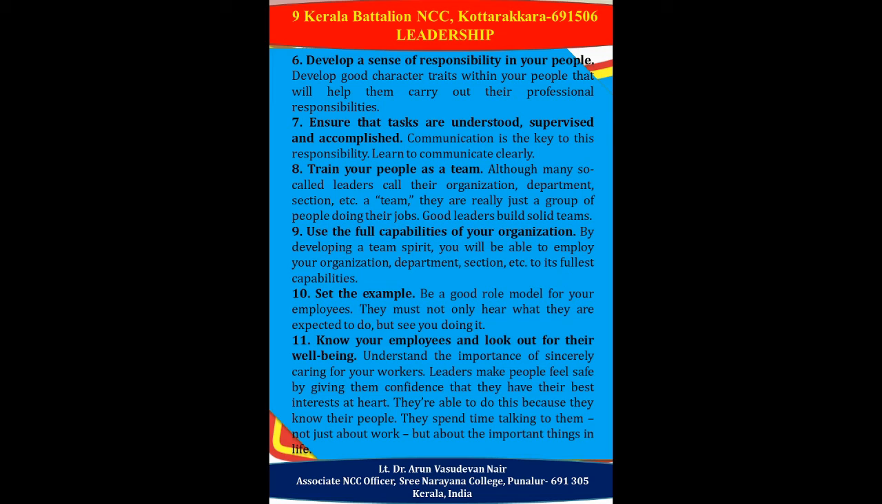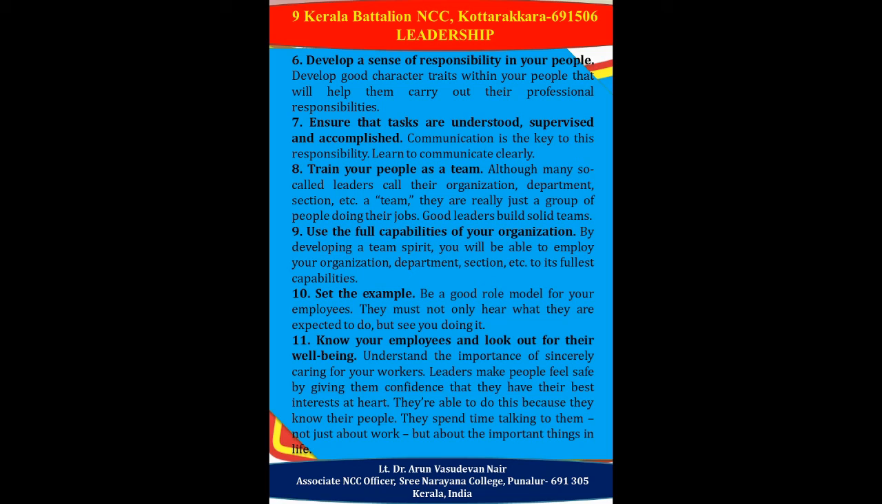Seventh one, ensure that tasks are understood, supervised, and accomplished. Communication is the key to this responsibility. Learn to communicate clearly. Eighth one, train your people as a team. Although many so-called leaders call their organization, departments, sections, etc. a team, they are really just a group of people doing their jobs. Good leaders build solid teams.